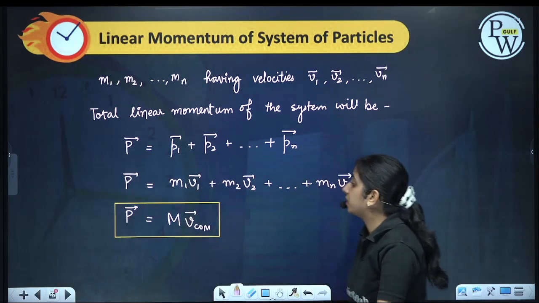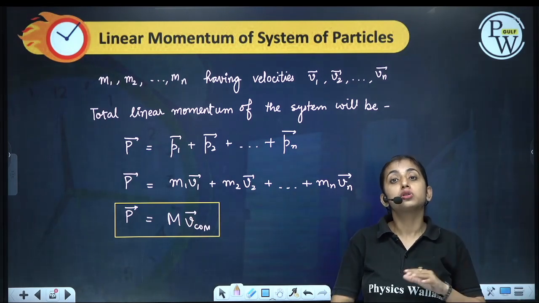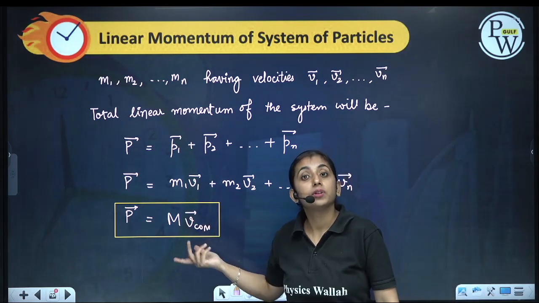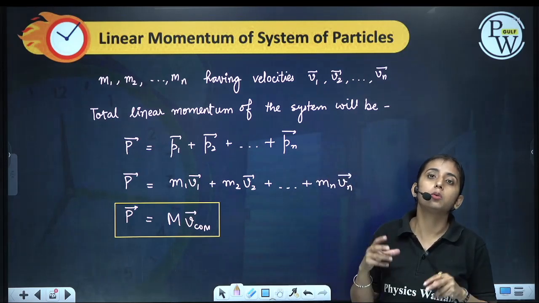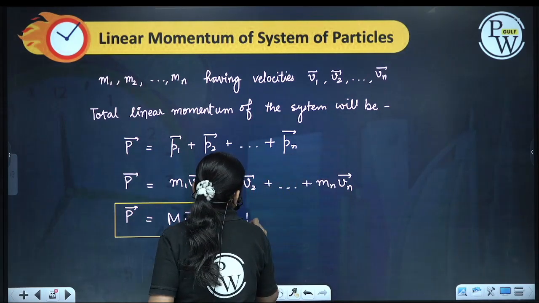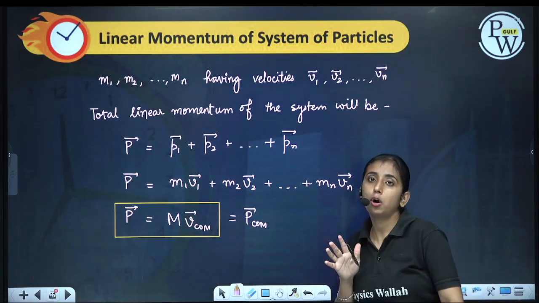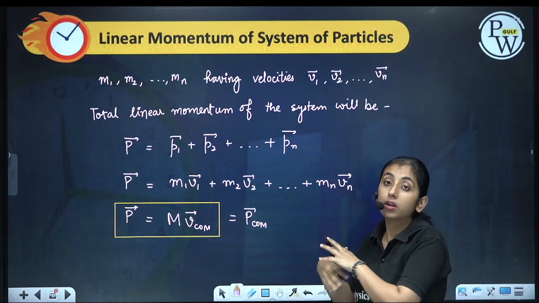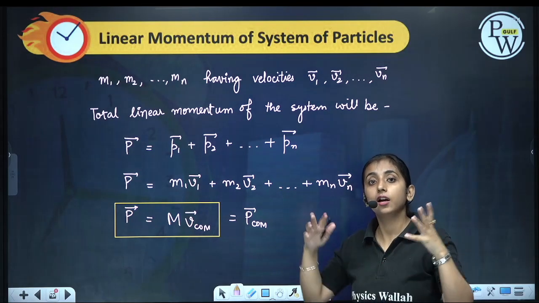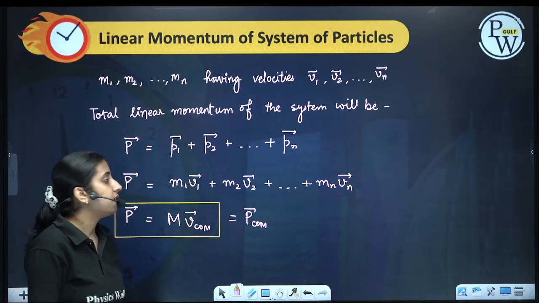The total linear momentum of the system is equal to mass into the velocity of the center of mass. So the system will have a total momentum equal to the momentum of the center of mass. The center of mass gives us the momentum of the whole system. The center of mass acceleration gives us the net force acting on the whole system. This is how the center of mass describes translatory motion.